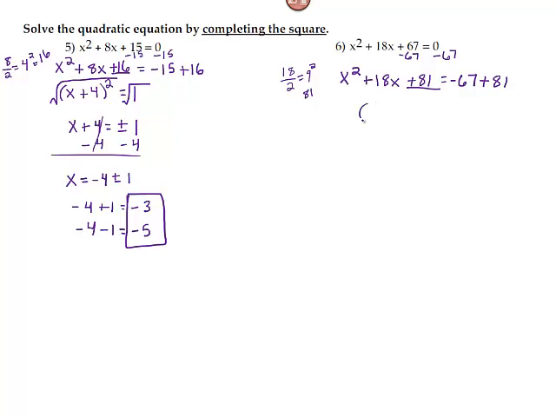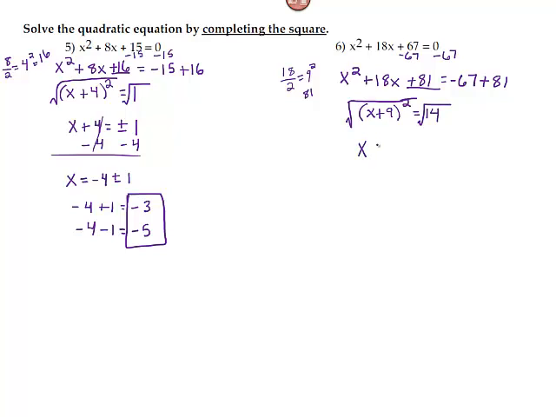Now we factor on the left. What multiplies to get 81, that adds to get 18? You do 9 and 9, so that's x plus 9 squared. Negative 67 plus 81 gives me 14. And now I'm ready to square root both sides and actually figure out what x is.